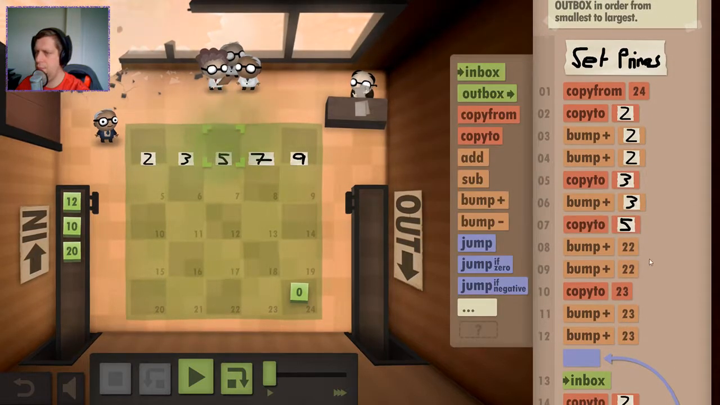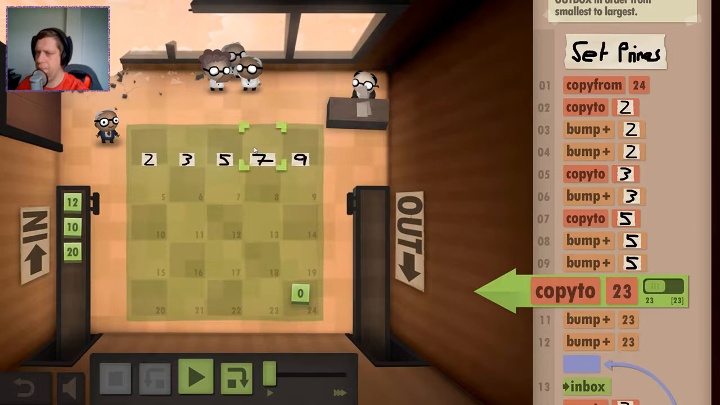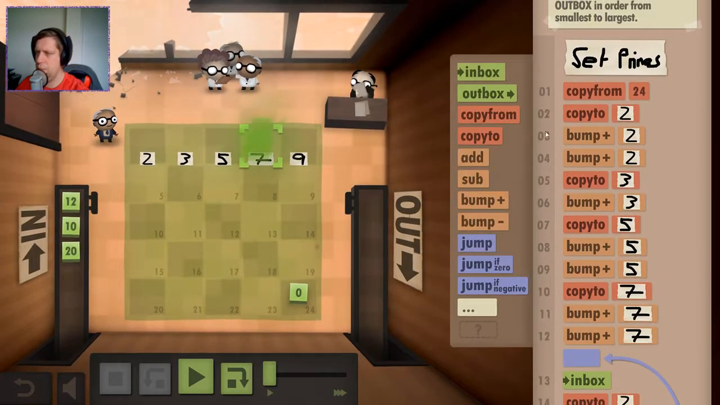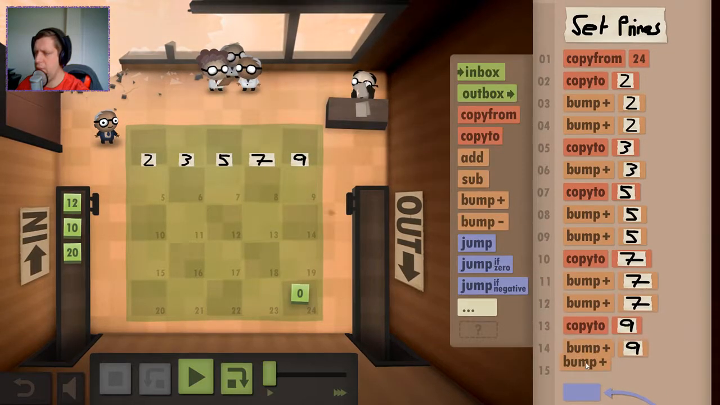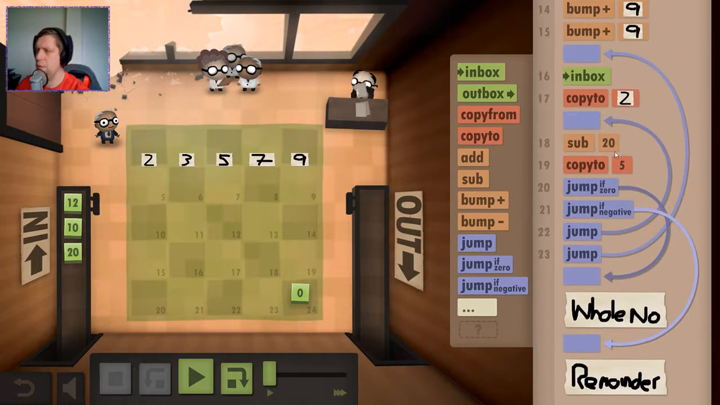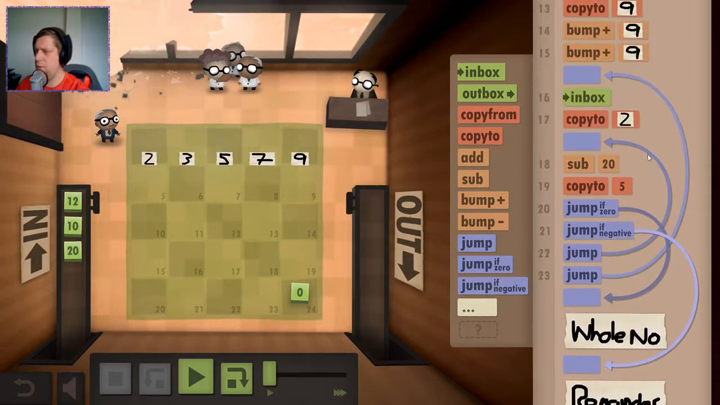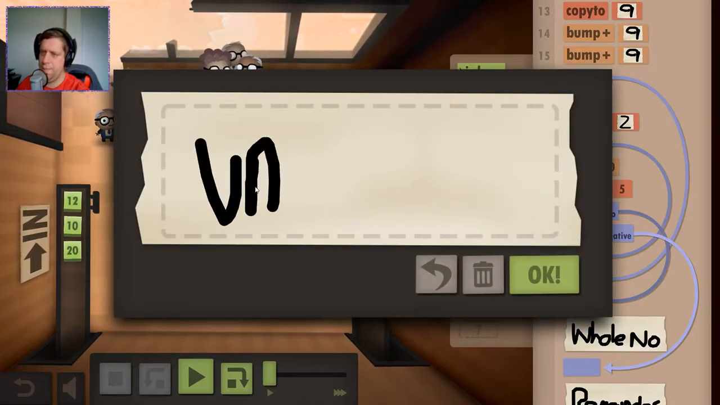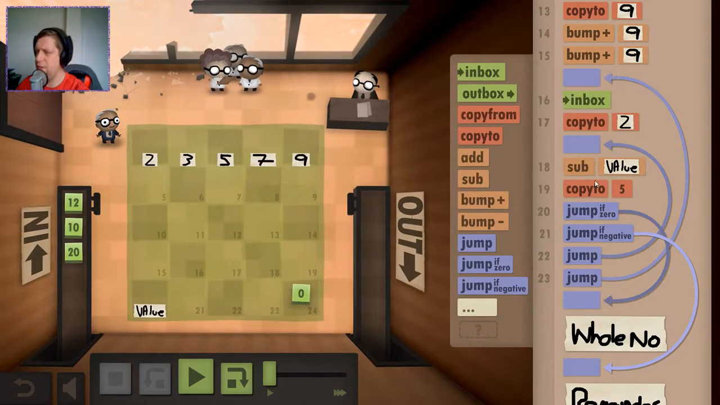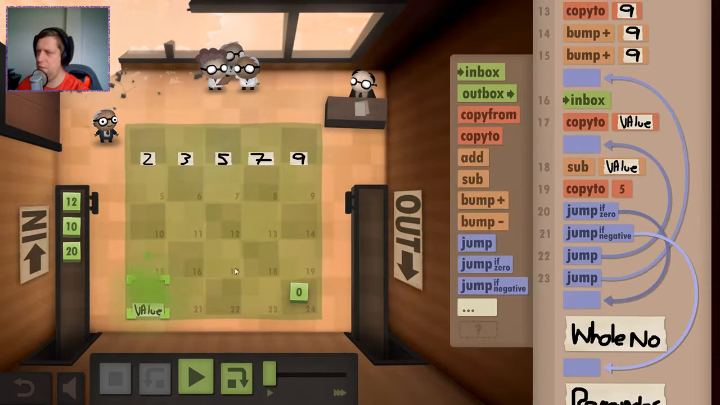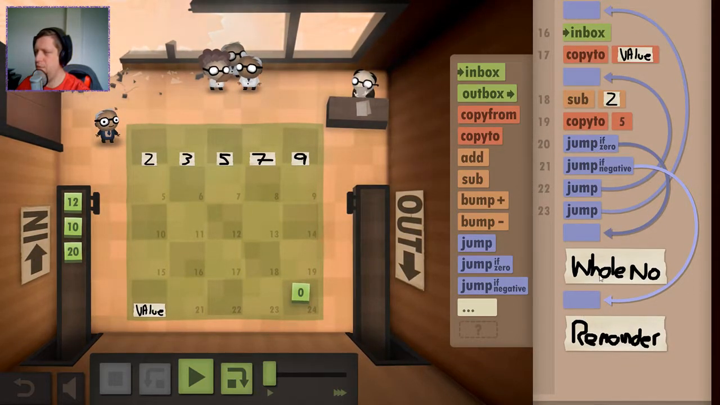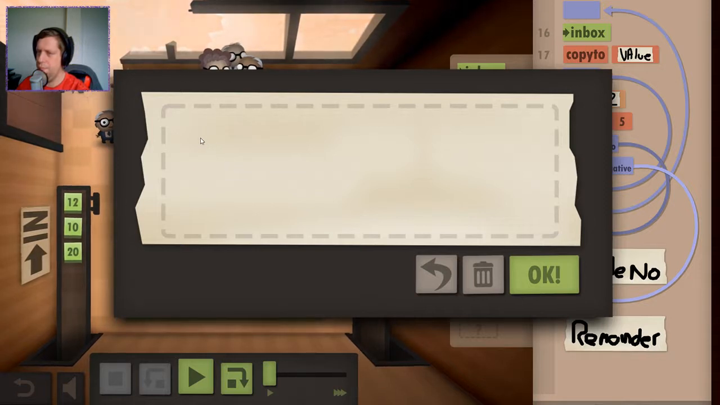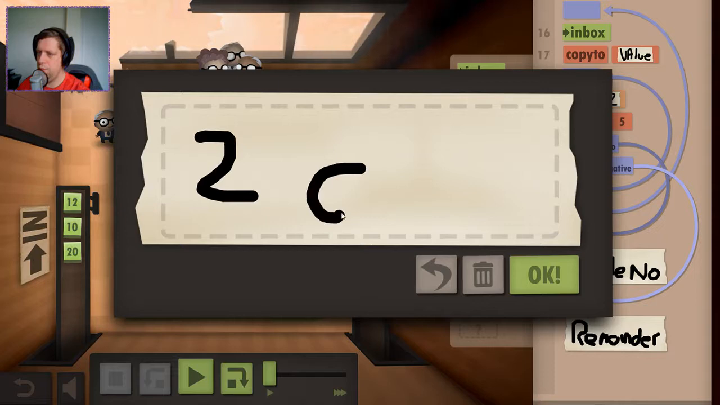0, 0, 0, 1, 1. Increment that. So then we're going to get our base value. So we'll copy it to there. Subtract from 2. So if it's a remainder, do something. If it's a whole number, then we're going to do to count.